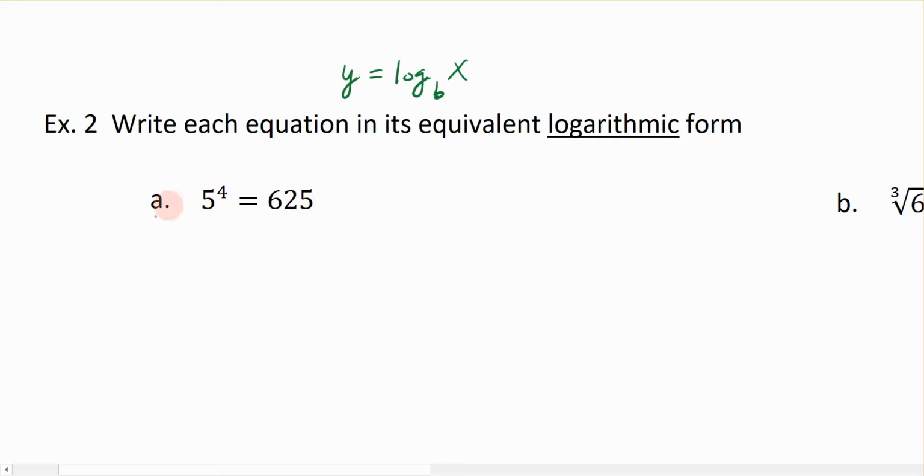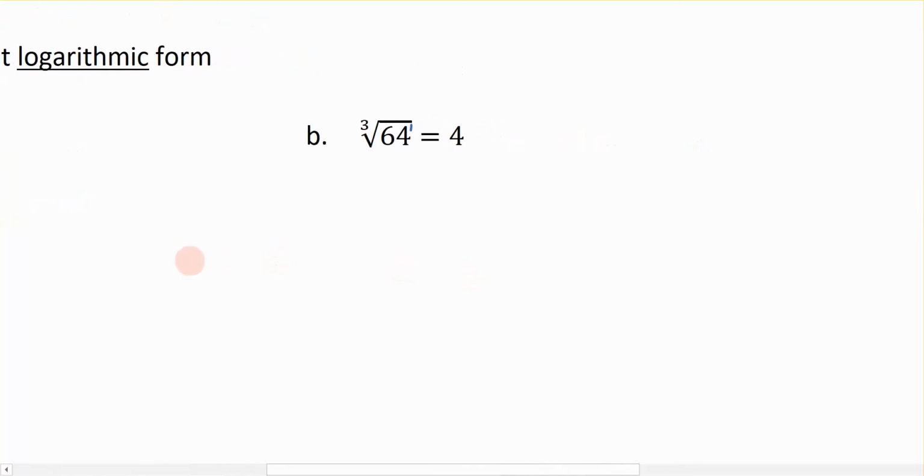So I start with the base. This is going to be log base 5 of the argument 625 equals the exponent 4. So log base 5 of 625 is equal to 4. This is the log form. Let's try that again. This time we have this example for you right here.